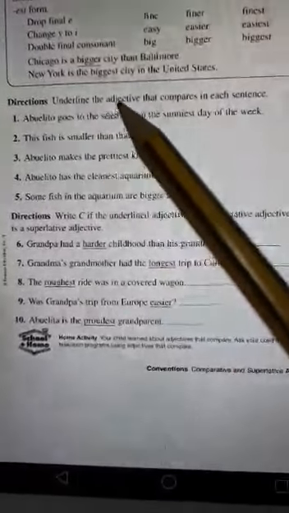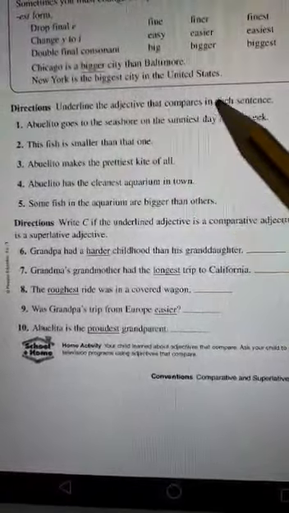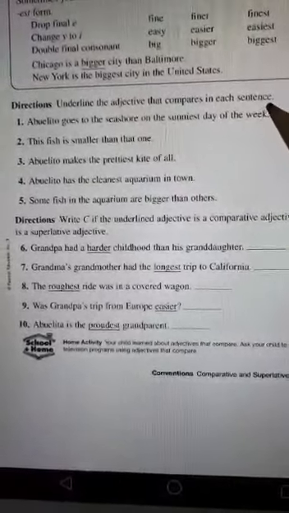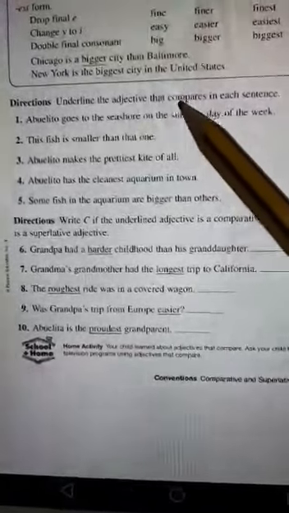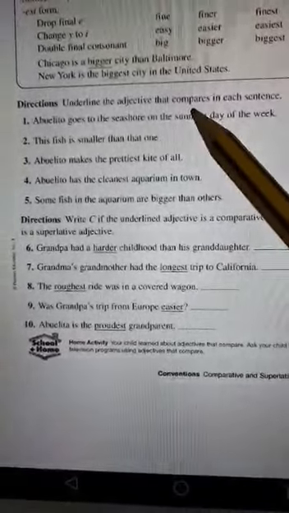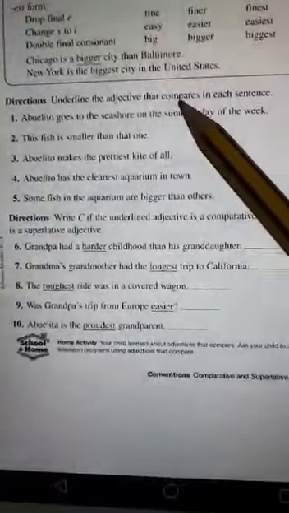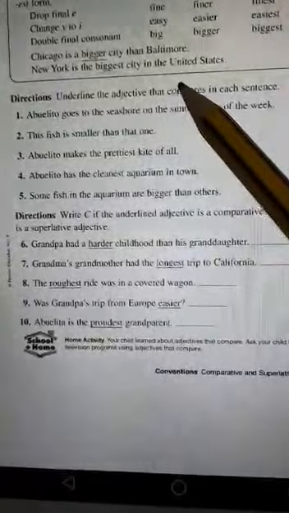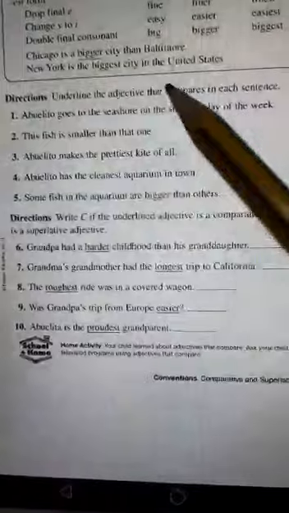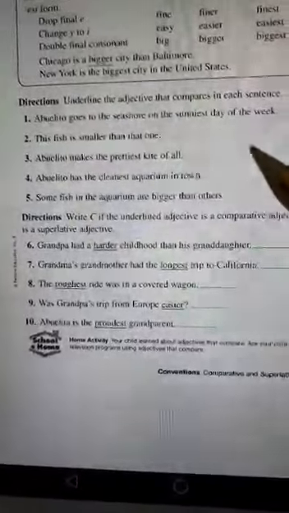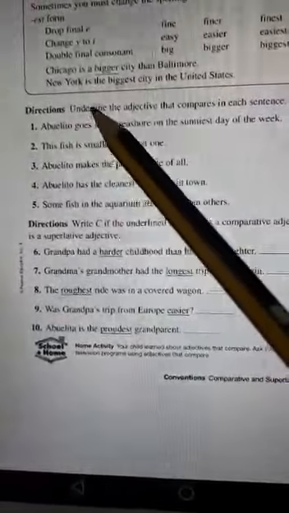The question said, underline the adjective that compares in each sentence. So what do they want? They want the adjectives that compare. Compares, what does that mean? More than two? No. Two things, two places, two people only. What comes after this adjective? Than. You will check what? If there are two people in the sentence, two places, or two things, then you will find the adjective. What you are going to do is put a line under it.